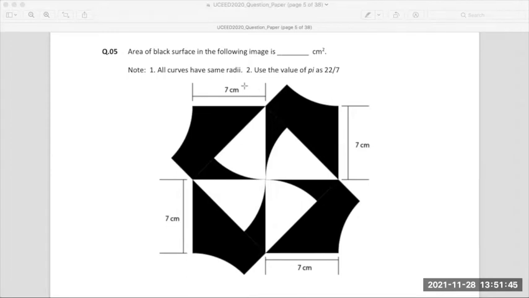Ma'am, if we take one side, only one part of it, 1/4, then we can break it into two triangles, 90-degree each. And the white portion, we can find the area of the white portion and minus it from the area of the triangle. Okay, that is easier comparatively.